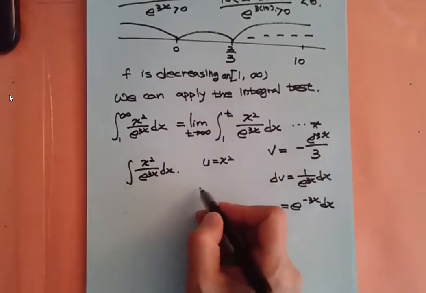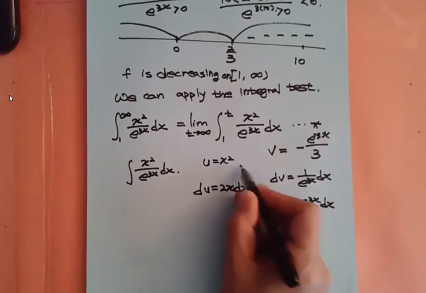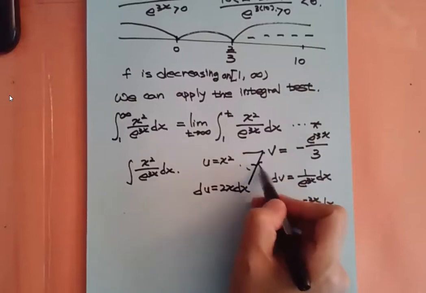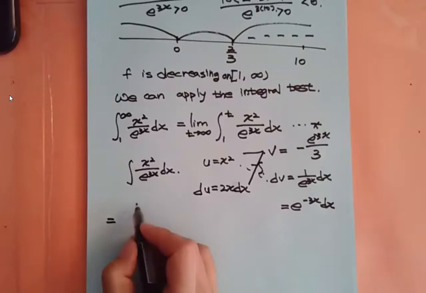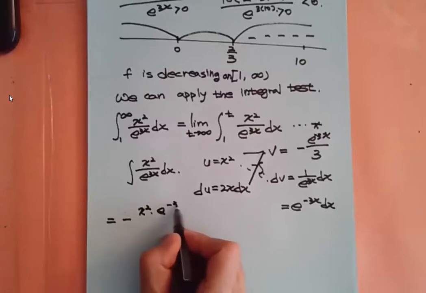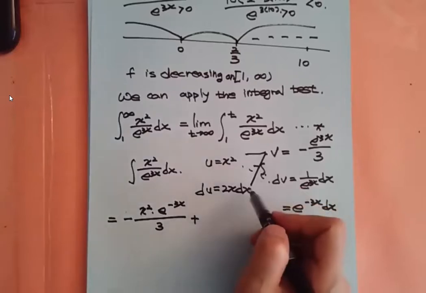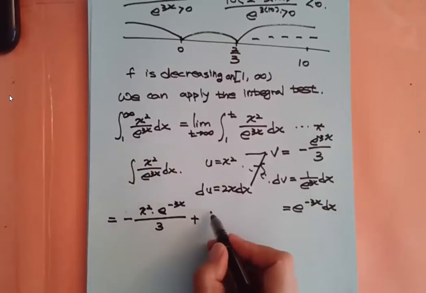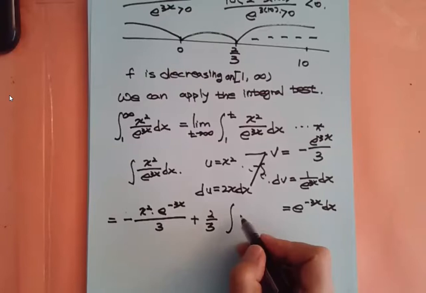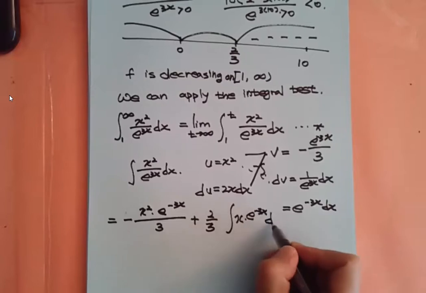And if we differentiate this, then du is 2x dx. So we go this way, right? So that becomes minus x squared times e to the minus 3x over 3, plus this one times this one will make 2/3 integration x times e to the minus 3x dx.